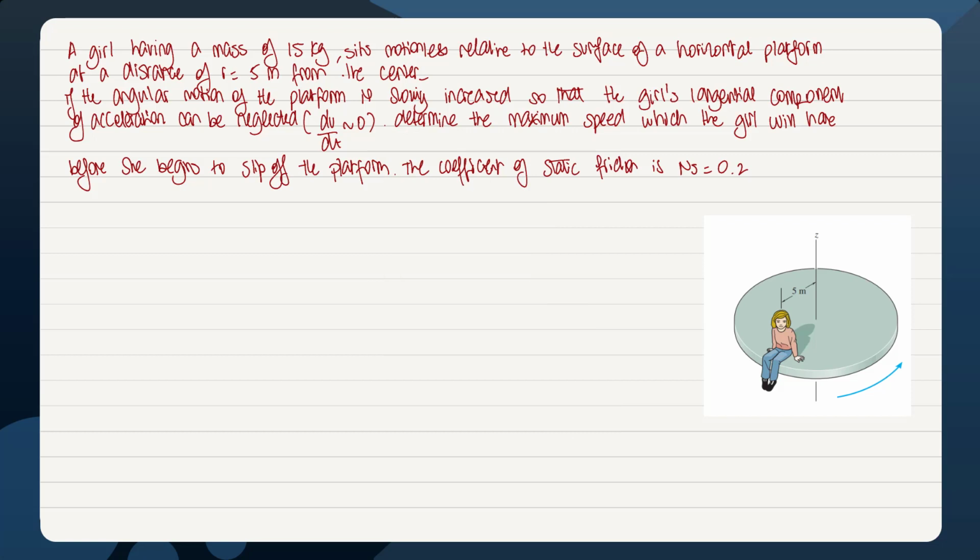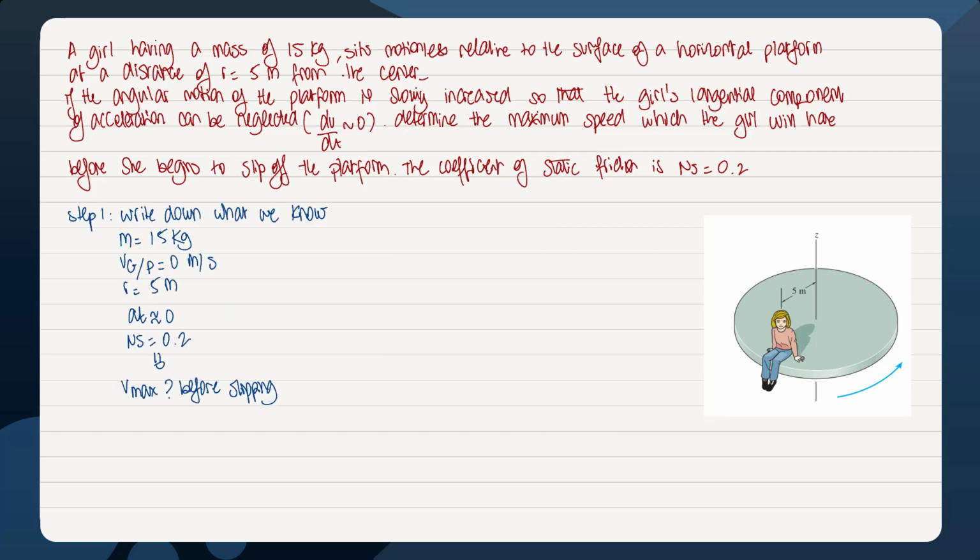Step 1 involves writing down what we know. There's a lot to write about the given. First, we have the mass of the girl, which is 15 kilograms. We have the velocity of the girl with respect to the platform, which is the relative velocity, equal to 0. We're given the radius, the distance from the center of the platform to the girl, which is equal to 5 meters. We know that the tangential component of acceleration can be assumed 0, and we're given mu s equal to 0.2. We're asked to find the maximum velocity before slipping.